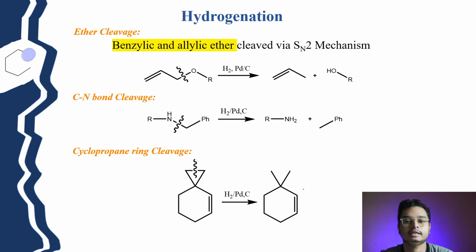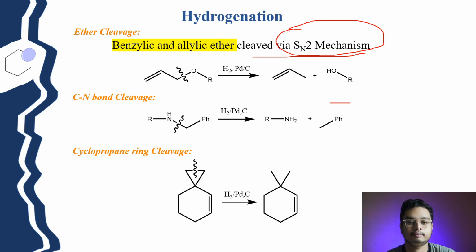Also, there are different types of reactions possible in heterogeneous hydrogenation, such as ether cleavage, where benzylic and allylic ethers are cleaved via SN2 mechanism. So this is very important. Sometimes it comes in the question, because the recent trend says that this type of question is repeated, where the reaction mechanism was asked. So benzylic and allylic ethers are cleaved via SN2 mechanism. You have to remember this.